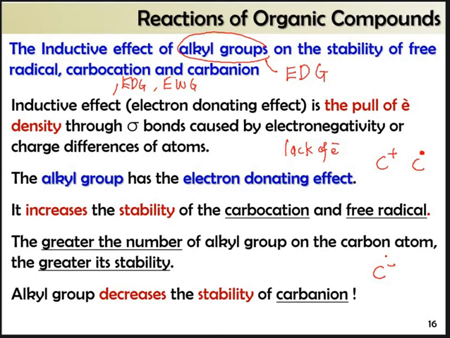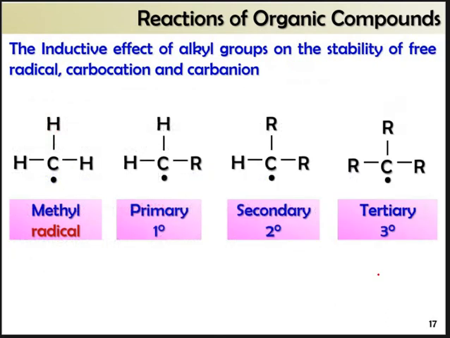Okay, so bila dia dah kaya dengan elektron, so dia tak perlukan pun electron donating group. Okay, so the presence of alkyl group, which is the electron donating group, will make the carbanion unstable or decrease the stability of carbanion. Alright, so ini contoh dia macam dia cakap tadi yang kita terangkan.